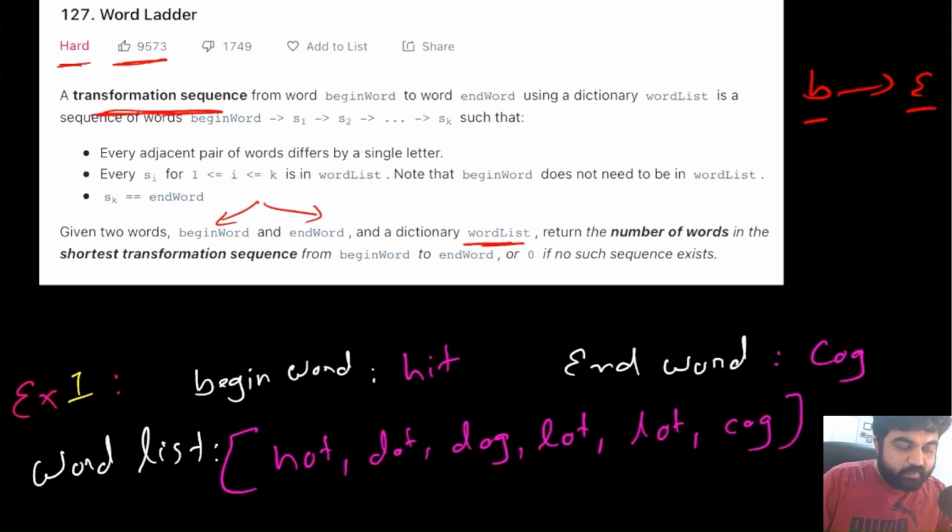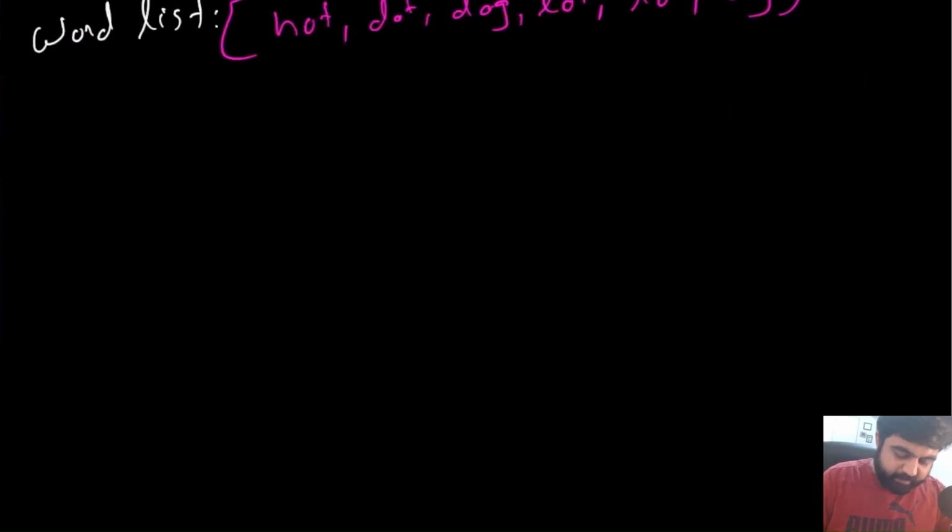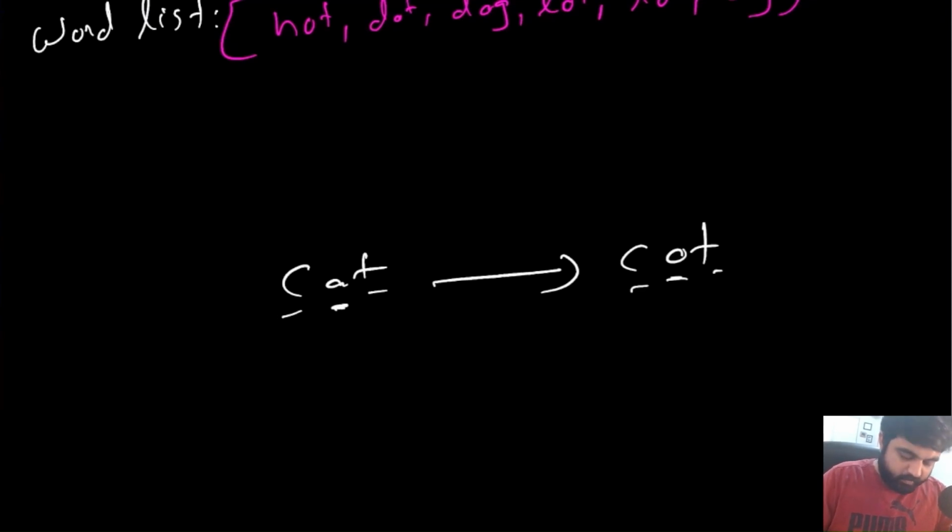The question is, how does this transformation sequence work? Well, suppose we are currently at word 1, we can only jump to word 2 if the difference between the characters is only 1. So for example, if we are given a word like cat and the second word like cot, we can go from cat to cot because there is only a difference of a single character, a. The c and t are common across both the words, so this is a valid transformation sequence.